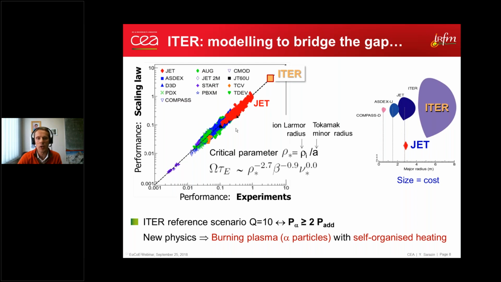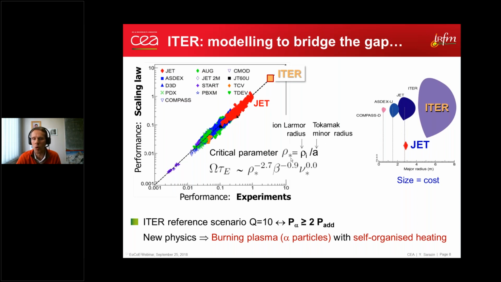And what you can see is first three things. The first one is that the dispersion of the various points you can see on many machines is of the order of roughly 15–16%. So it's not negligible. The second point is that the scaling law of the energy confinement time depends mostly on one parameter, which is called rho star, which is the ratio of the ion Larmor radius, ρ, divided by the Tokamak minor radius, A.